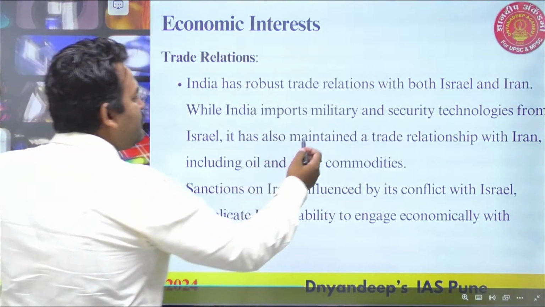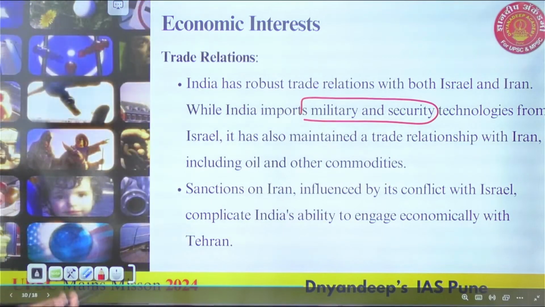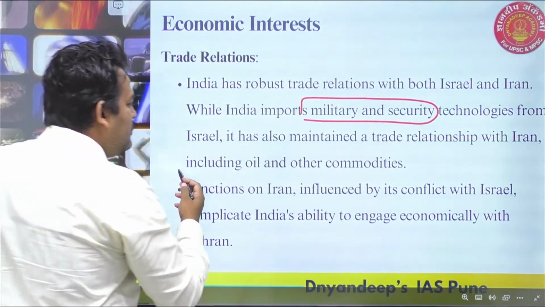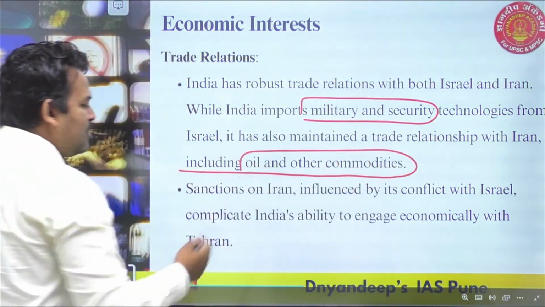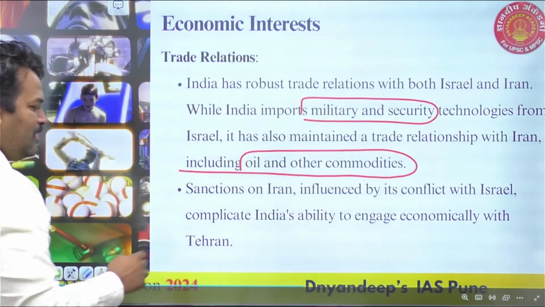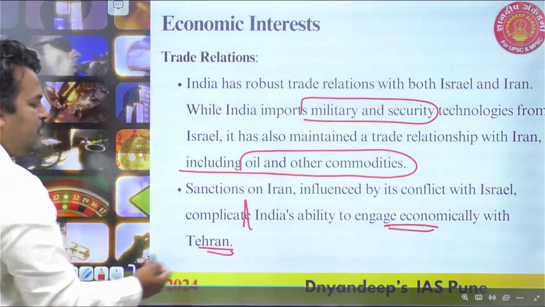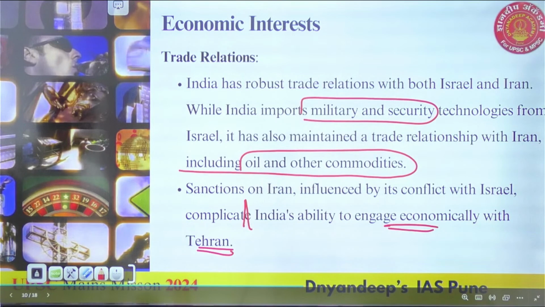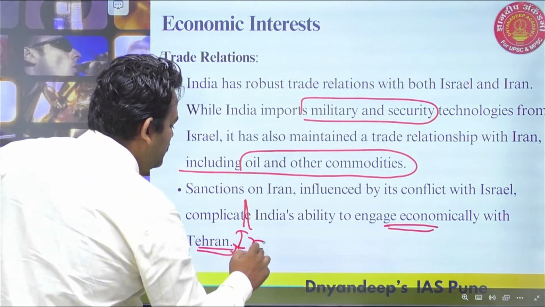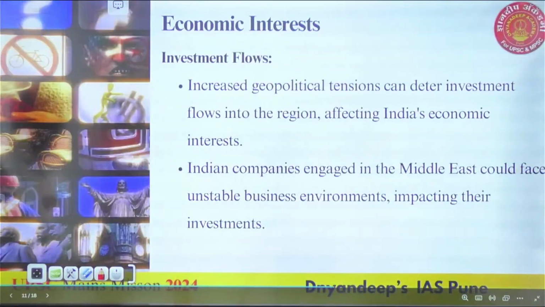While India imports military and security technologies from Israel, it has also maintained a trade relationship with Iran, including oil and other commodities. Sanctions on Iran, influenced by its conflict with Israel, complicate India's ability to engage economically with Tehran. Okay, Tehran or Iran, it will impact overall economic interest.